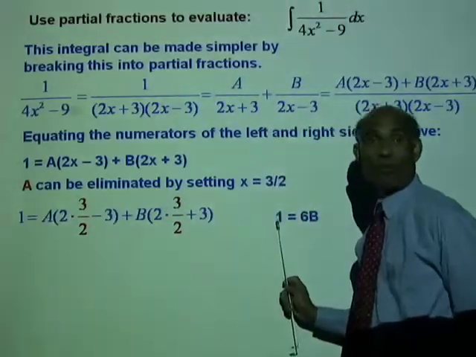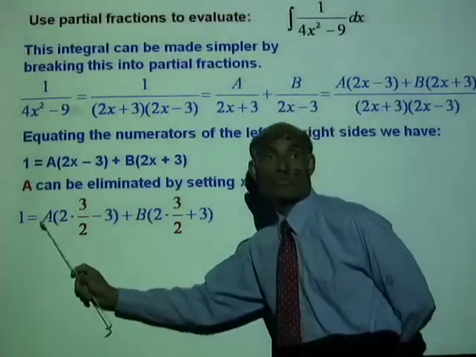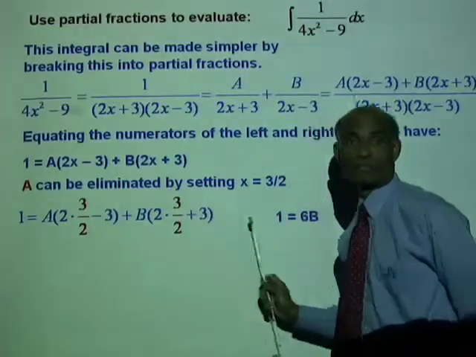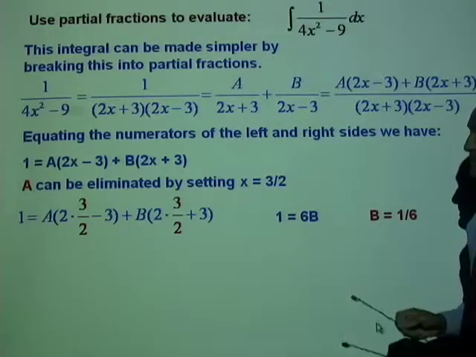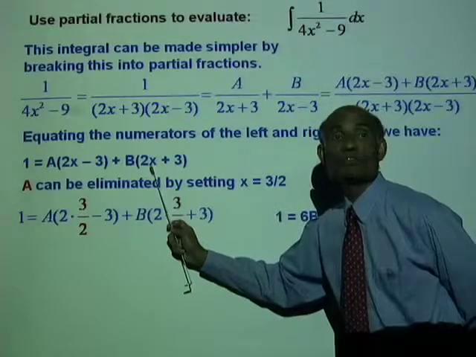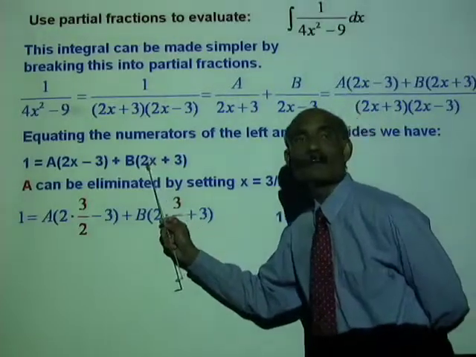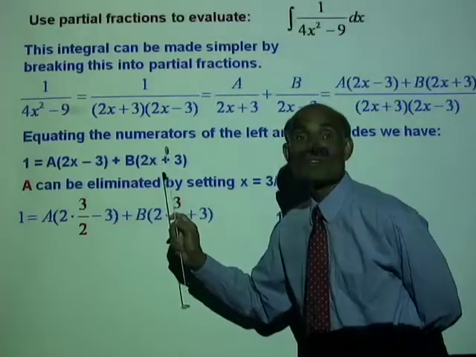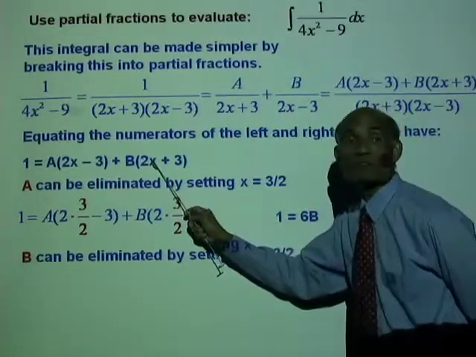We got 1 equal to 6b, 1 on the left hand side, and the right hand side, this will become 0. This will be 2 and 2 goes, 3 plus 3 is 6. So 1 equal to 6b, or b equal to 1 over 6. Similarly, we go and eliminate b. Tell me, what will you choose as x to eliminate b? What value of x will make this quantity 0? X equal to negative 3 over 2. That's right. Put x equal to negative 3 over 2.